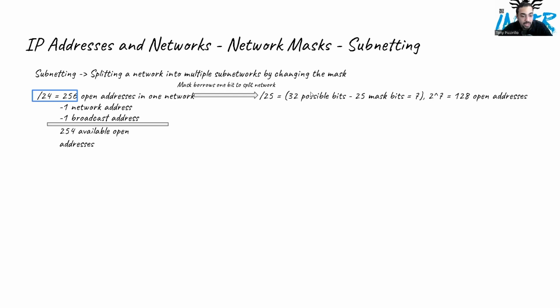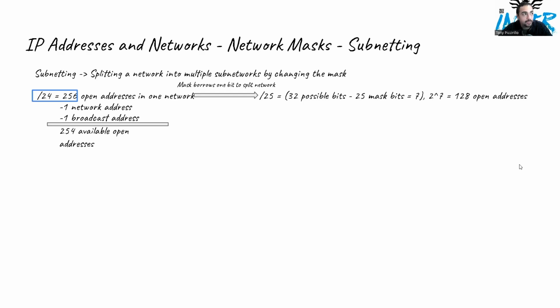So since we know the max possible bits is 32, if we subtract the bits that our mask is using, which is the 25 now, because we borrowed one bit for the mask, we get the number 7, right? So the max possible here is now 7 because there were 32 possible ones. We used up 25, so there's 7 left. So those 7 bits are available for the host portion of the IP address.